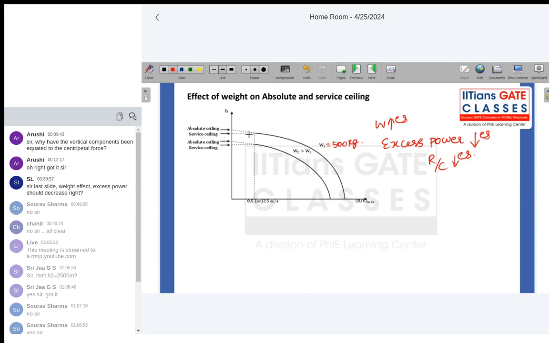Let us assume this is your absolute ceiling. This is your service ceiling. When weight got increased to 600 kg for the aircraft, then your absolute ceiling and service ceiling got decreased, because you will achieve that minimum rate of climb, that is the minimum rate of climb for a jet engine or piston engine, even at the lower altitude itself, because excess power decreases as weight increases.